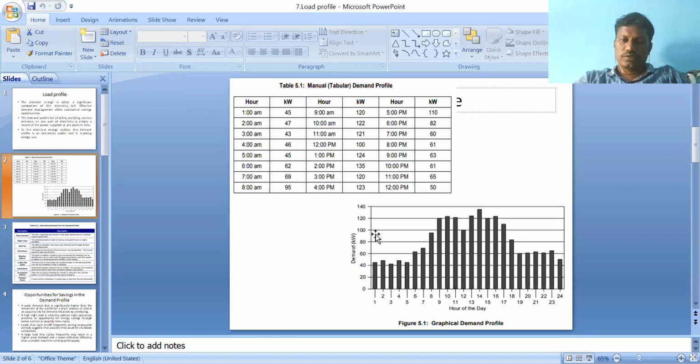So the load profile is hours of the day against demand. During 1 to 3 hours, how much power usage, 42, 45, like that. So by using this data we have to draw the chart. It is nothing but a load profile. So load profiles are drawn between hours of the day and demand in kilowatts.